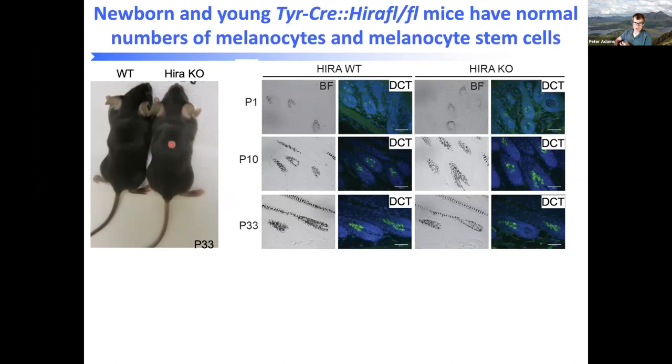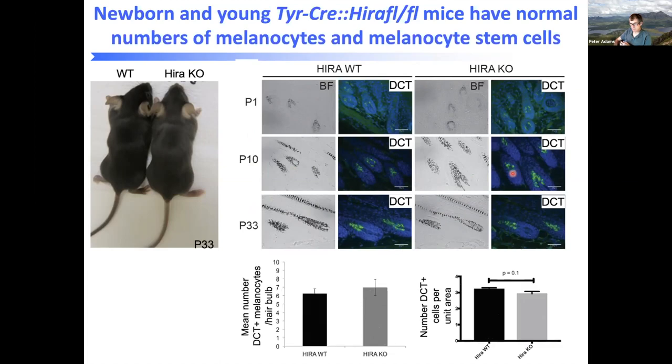There is a very slight hypopigmentation of the knockout compared to the wild type. And that actually appears to be due to a decrease in melanin deposition within the hair follicle, okay? Because if we look at the number of melanocytes within the bulb of the hair follicle, in mice of 1, 10, or 33 days old, there's basically no difference between the wild type and the knockout. The knockout have a very normal looking number of melanocytes and melanocyte stem cells, and so when Farah quantitated these, there was no discernible difference between the wild type and the knockout.